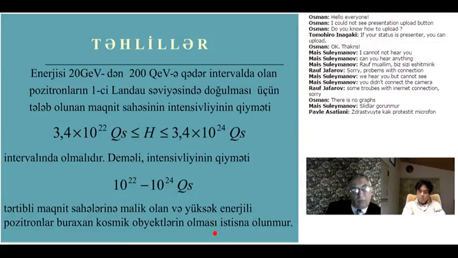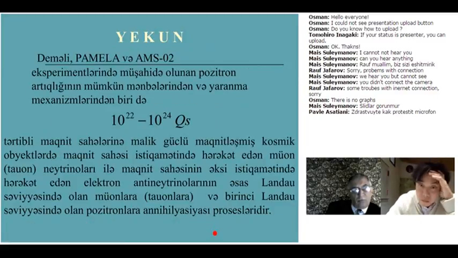But it means that magnetized astrophysical or cosmic objects should exist in space, and magnetized objects with this magnetic strength can emit positrons of this energy. Next one, please. So the conclusion.